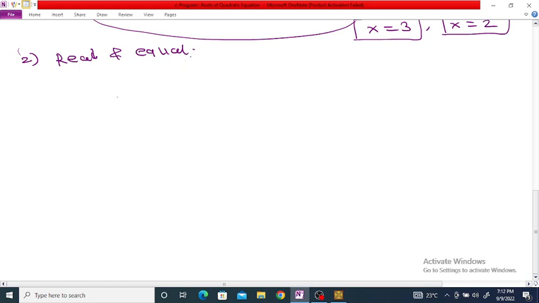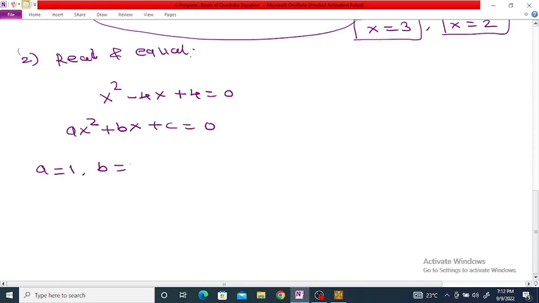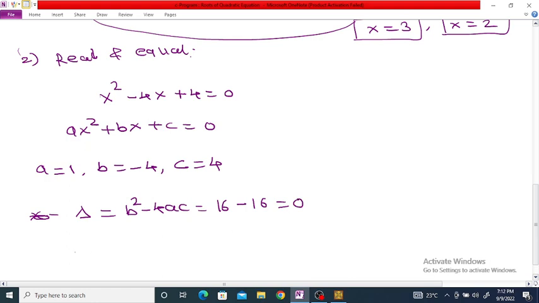Here consider an example x square minus 4x plus 4 equal to 0. Again, if you compare this with ax square plus bx plus c equal to 0, then we get a is equal to 1, b is equal to minus 4, and c is equal to 4. First we want to determine the discriminant, which is equal to b square minus 4ac. So b square is 16 and 4ac is also 16, so the discriminant is equal to 0.